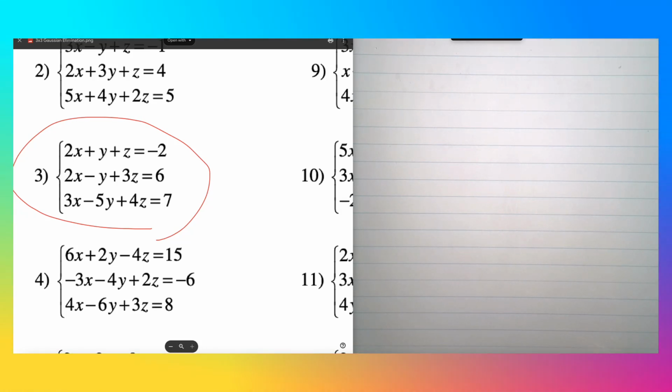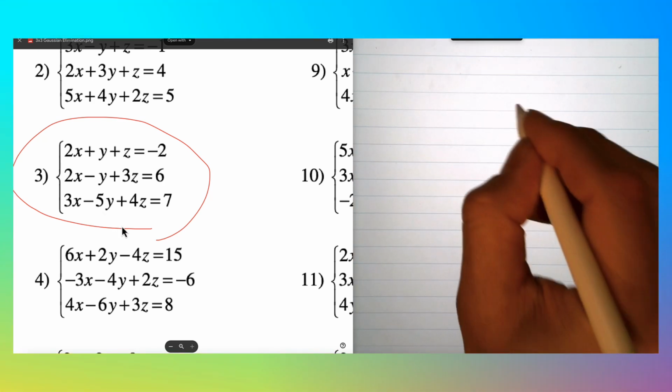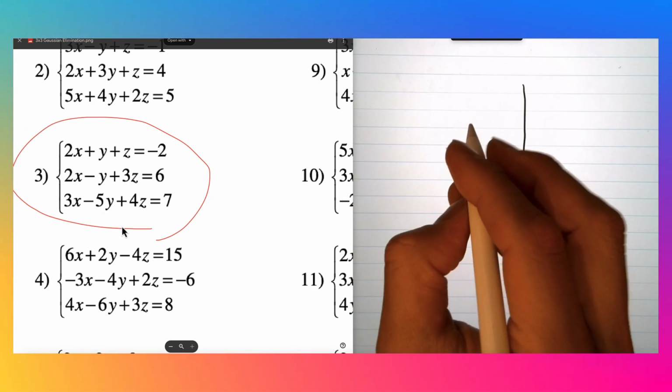Hello everyone. In this video I'm going to talk about how to find x and y and z using the Gaussian elimination method. So the first step on number 3 here is to write the augmented matrix. Before you do that, sometimes they can mix these up, so make sure everything is in the right column: x first, y next, z and numbers. And everything on the left will be on the left side of this vertical line.